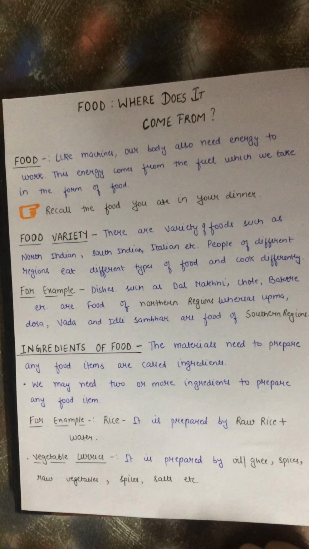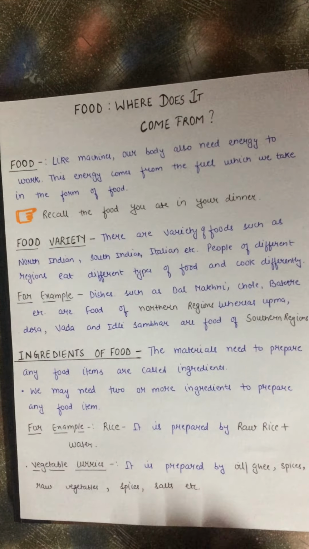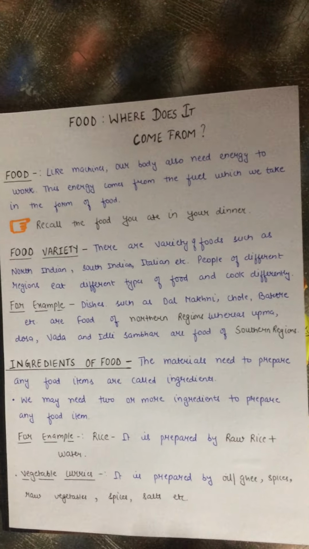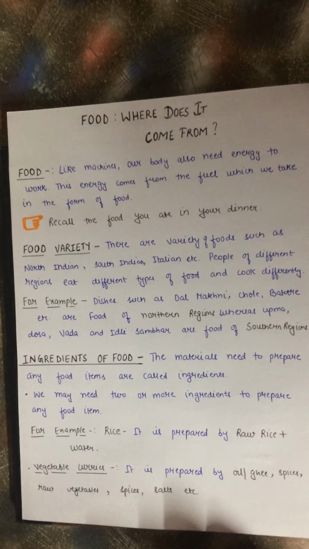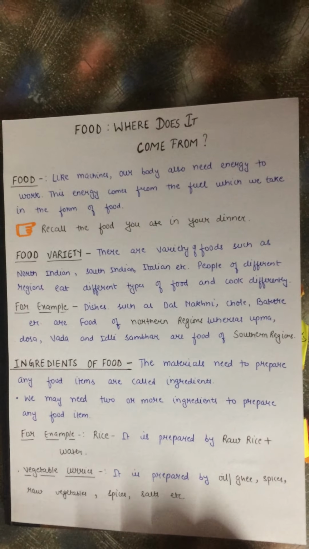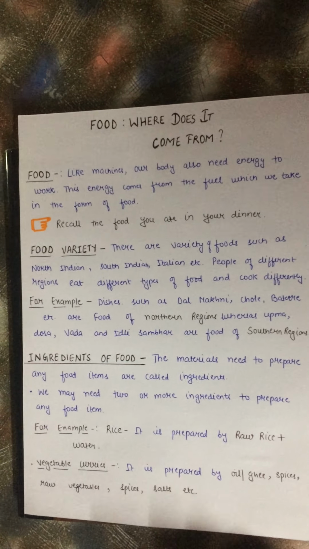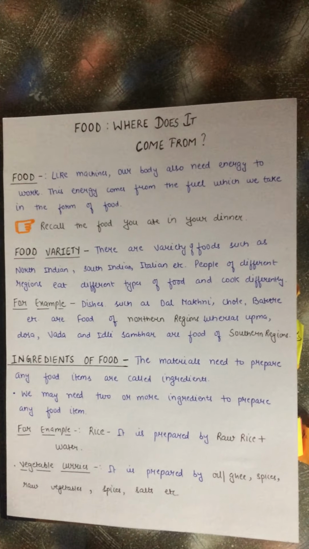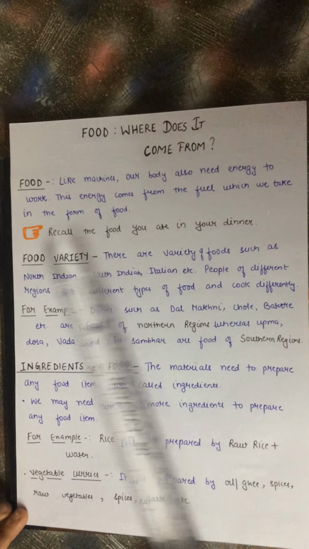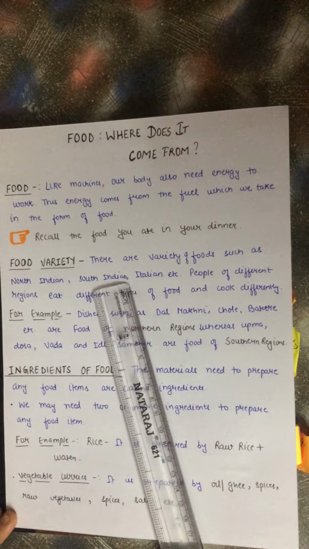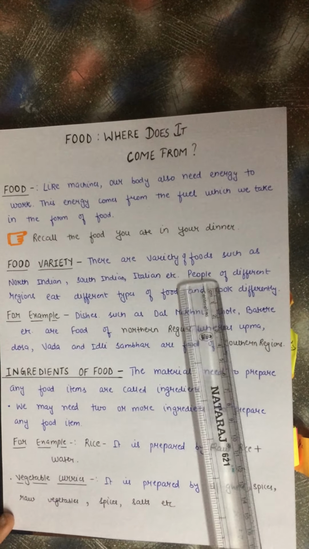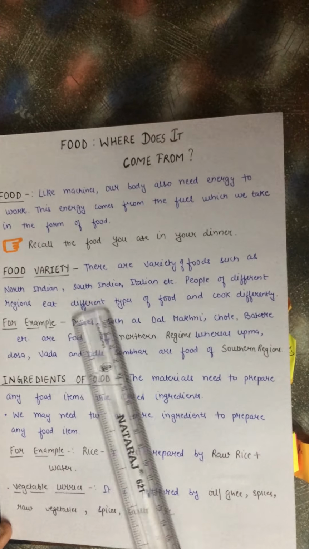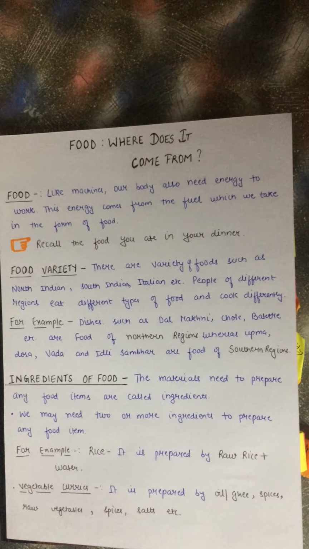Okay, now there are different varieties of foods. Recall the food you ate in your dinner. I'm sure you must have had either chapati or rice, dal or salad. Okay, these are the different types of foods. Let's see what is food variety. There are varieties of foods such as North Indian, South Indian, Italian, etc. People of different regions eat different types of food and cook differently.